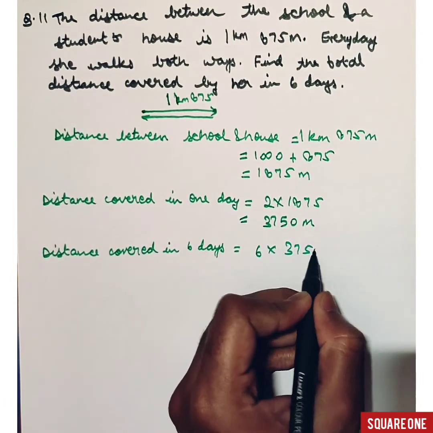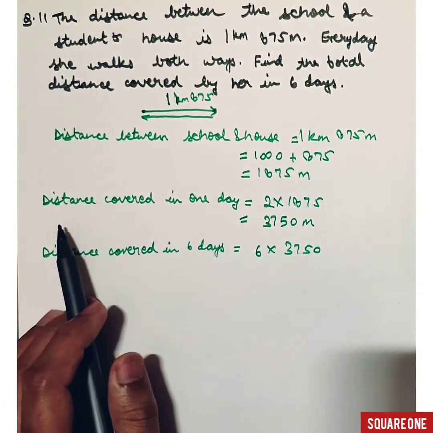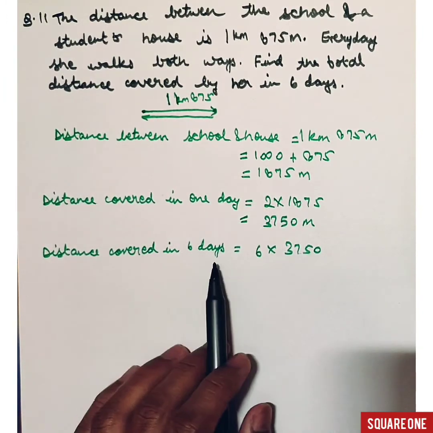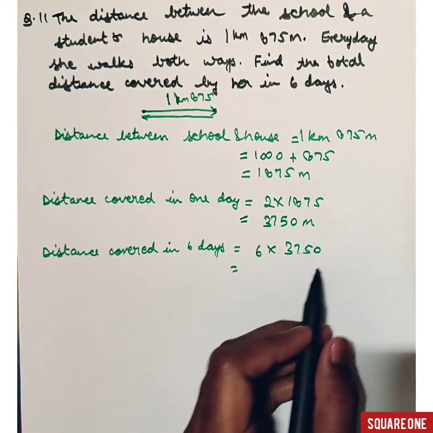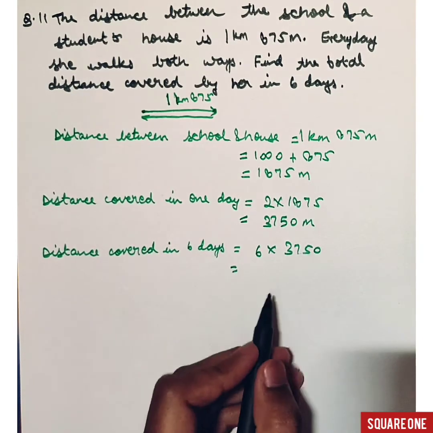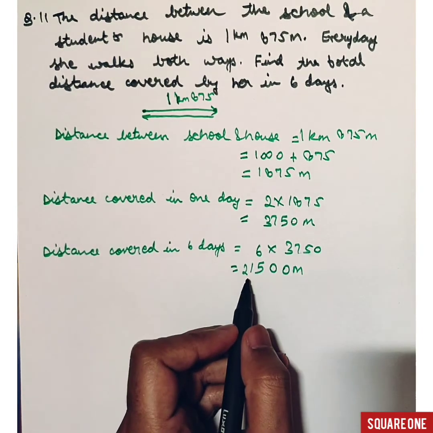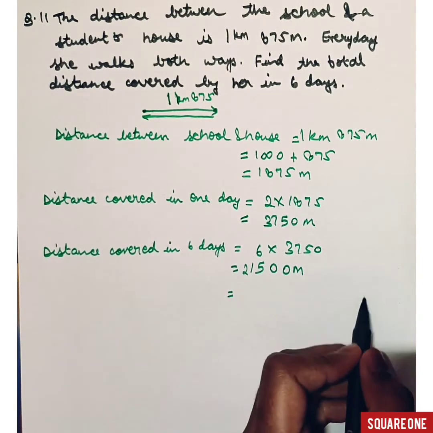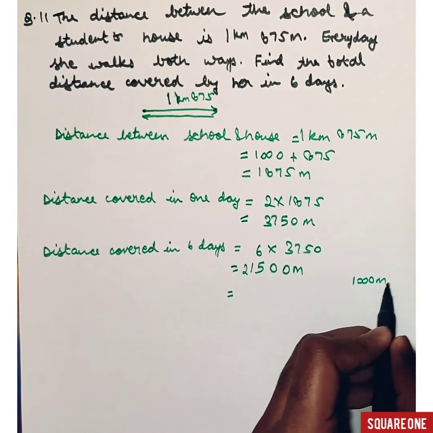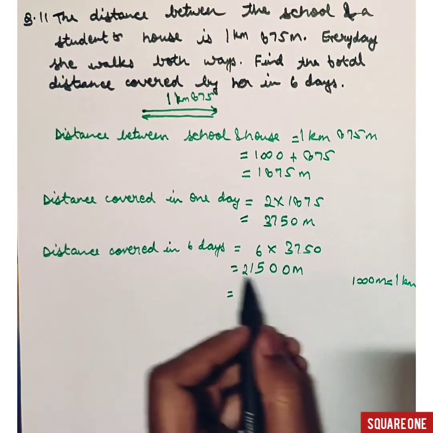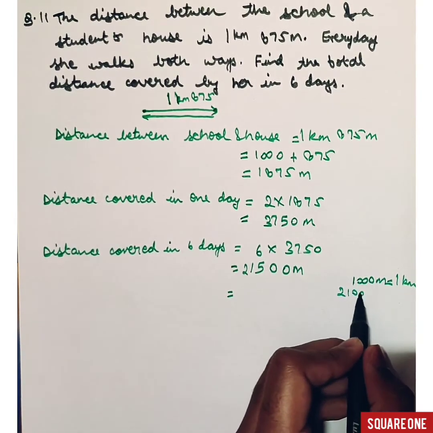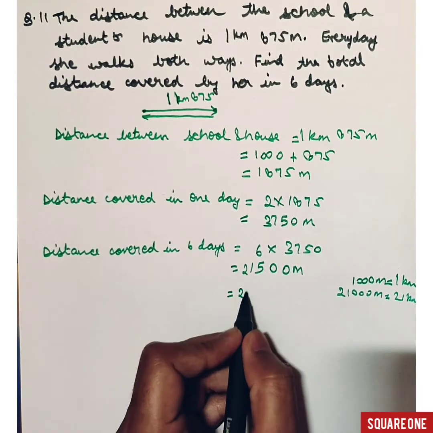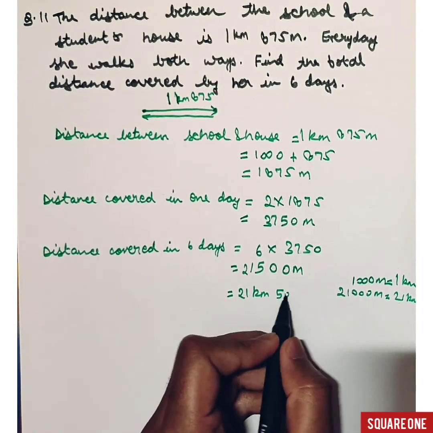We find out the distance covered in 1 day, 3750. Then we find out that distance covered in 6 days as 6 multiplied by 3750, which will be 22,500 meter. We again convert this into kilometer and meter. 1000 meter is equal to 1 kilometer and 22,000 meter will be 22 kilometer. So this becomes 22 kilometer 500 meter.